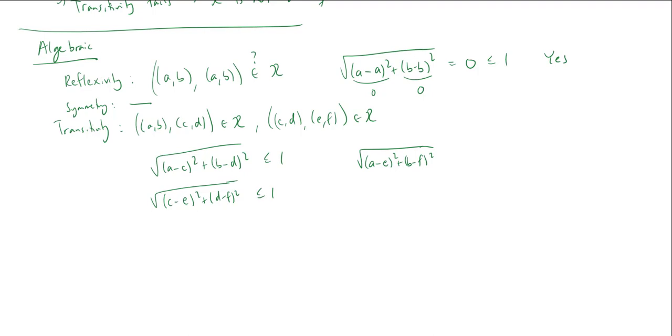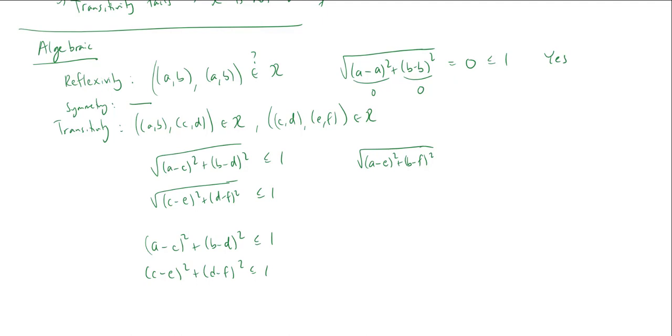But we're going to run into some problems, as the previous failure of transitivity showed us. But let's say you just messed around with this. For example, I might square everything up here, so we can get rid of all these square roots. I say, okay, I have (a − c)² + (b − d)², that's still less than or equal to 1, and (c − e)² + (d − f)², that's less than or equal to 1.